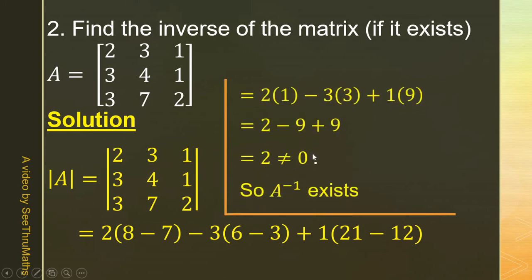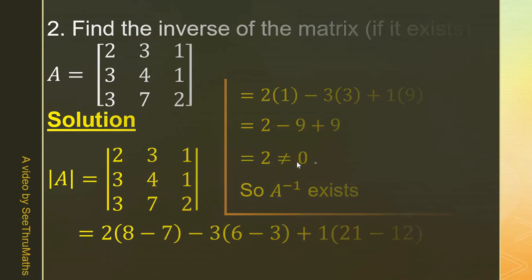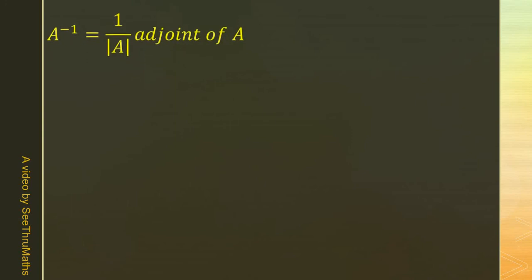So 2 is not equal to 0. So A inverse exists. Since the determinant of A is equal to 2, which is not equal to 0, the inverse exists. Now write the rule: A inverse is equal to 1 by determinant of A multiplication adjoint of A.